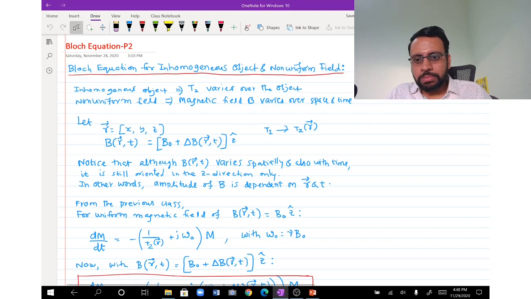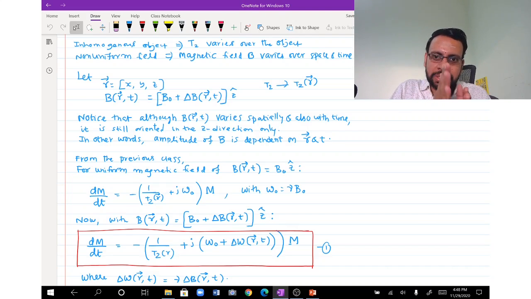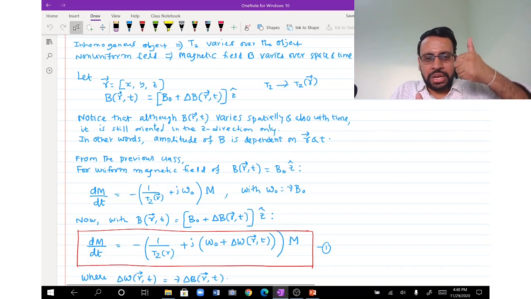Now pay more attention to how this magnetic field is there now. This magnetic field is dependent on X, Y, Z as well as time, space and time. So this r bar is accounting for space, t is accounting for time. And make a note here, you have a z cap here. This is the amplitude of this vector in the Z direction.